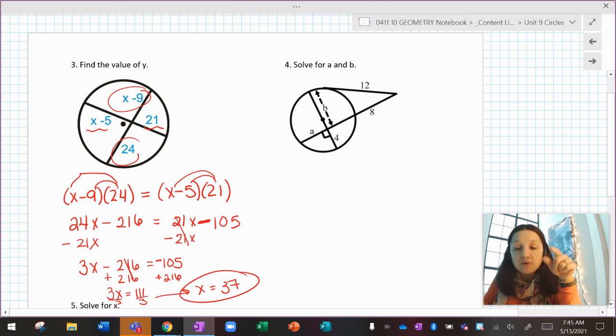And I'm now just realizing that there's a typo. This should say find the value of x, not y. My apologies.